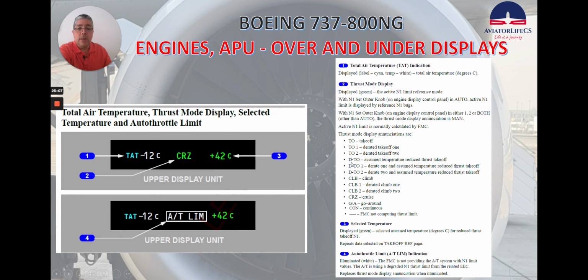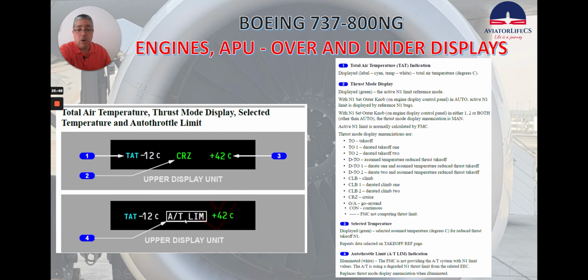Takeoff 2, assume temperature reduced thrust takeoff is DTO, DTO1, DTO2, climb 1, climb 2, cruise, go around, continuous, and if we see a dash line, FMC not computing thrust limit. Number 3 is the selected temperature, displayed green, and it is the selected assumed temperature in degrees Celsius for reduced thrust takeoff N1. Repeats data selected on takeoff reference page in the FMC.